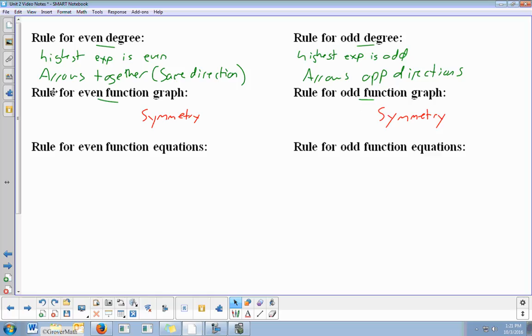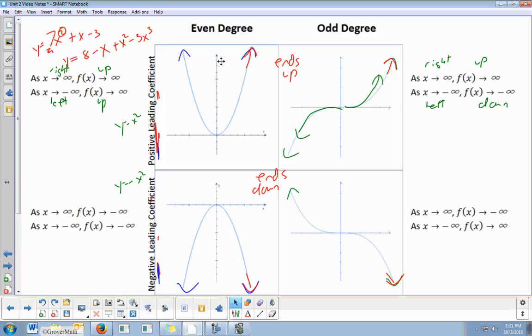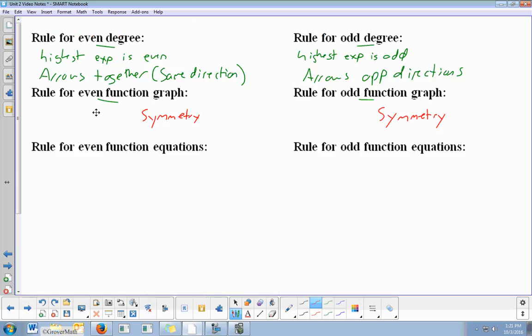Well, for a graph to be considered an even function, first of all, the graph has to have an even degree. And not only that, it has to be symmetrical about the y-axis. See how this is a mirror image on the y-axis? So we call it y-axis symmetry. That's what an even function graph has to have, y-axis symmetry.